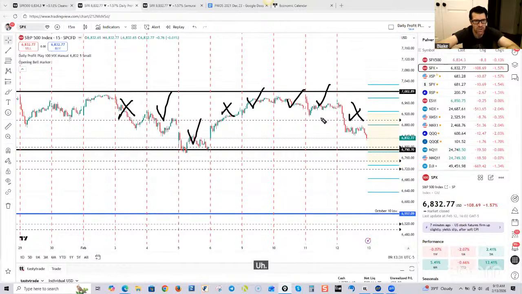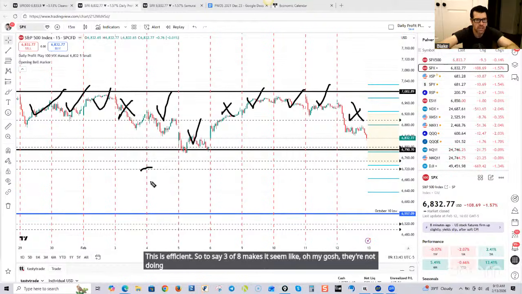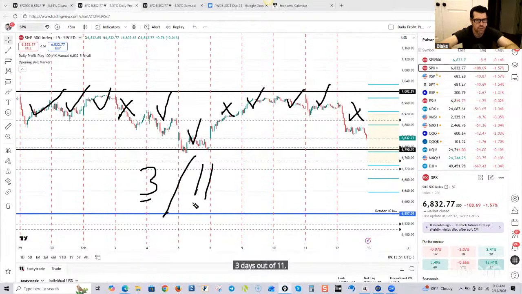And then here, so it's saying 3 of 8, but we go to this day. This was efficient. This is efficient. This is efficient. So to say 3 of 8 makes it seem like, oh my gosh, they're not doing their job. But to say 3 days out of 1, 2, 3, 4, 5, 6, 7, 8, 9, 10, 11, we had inefficiency, efficiency. So you had 8 winning days there.